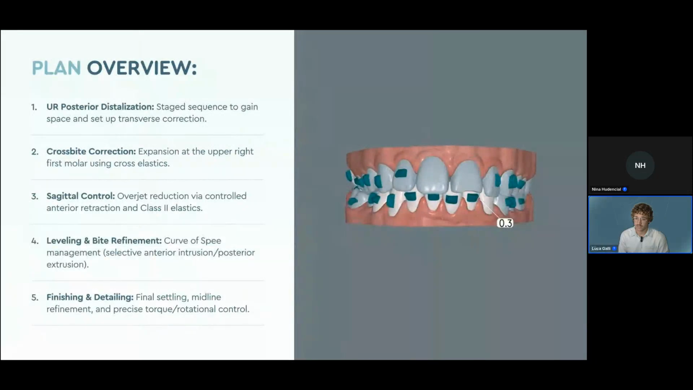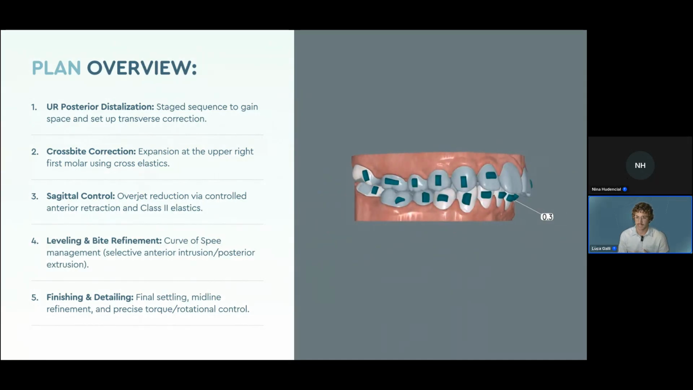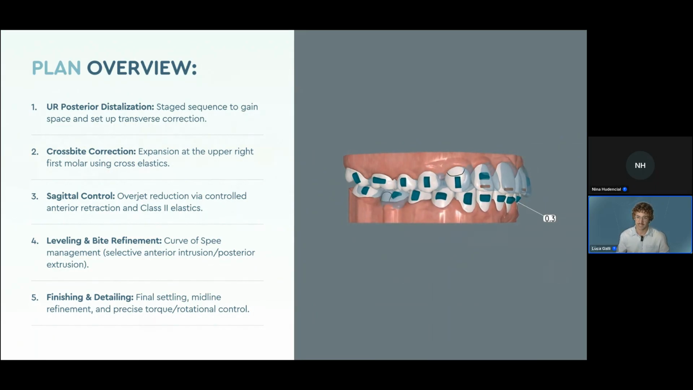To achieve these goals, our treatment plan consists of upper right posterior distalization, crossbite correction, sagittal control, active leveling and bite refinement, specifically managing, as I said, the curve of Spee, and finally, detailing and finishing.